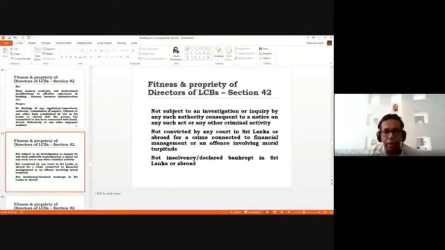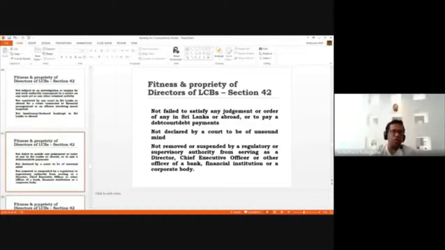And third point, not insolvent or declared bankrupt in Sri Lanka or abroad. If someone is declared bankrupt in Sri Lanka or in a foreign country, that kind of a person is not allowed to be a bank director, right? Then, not failed to satisfy any judgment or order of any court in Sri Lanka or abroad, or to pay a debt.